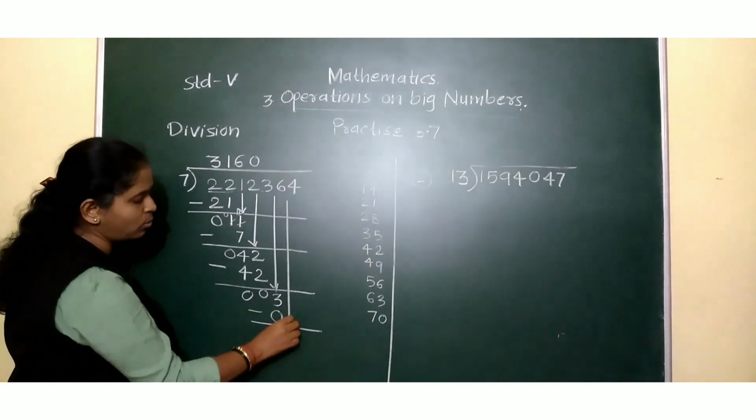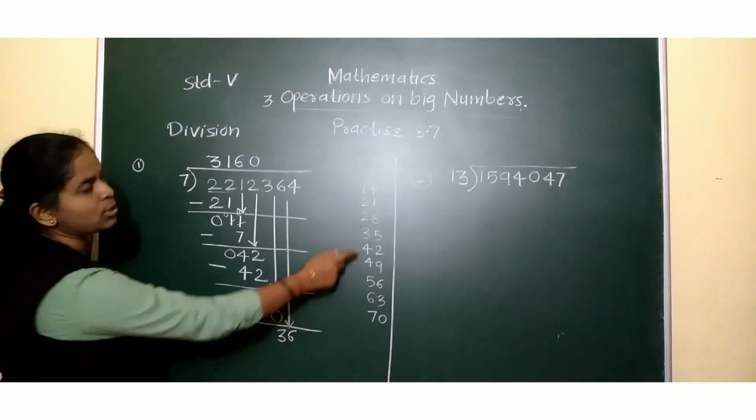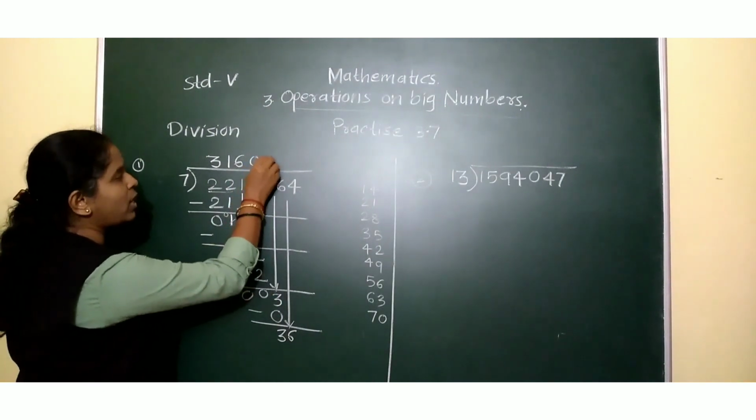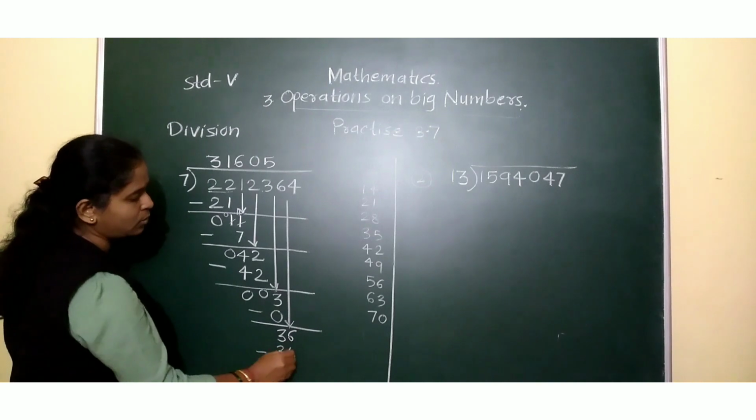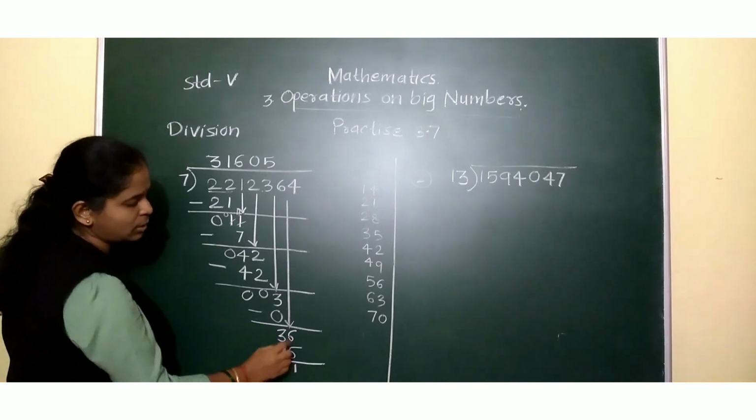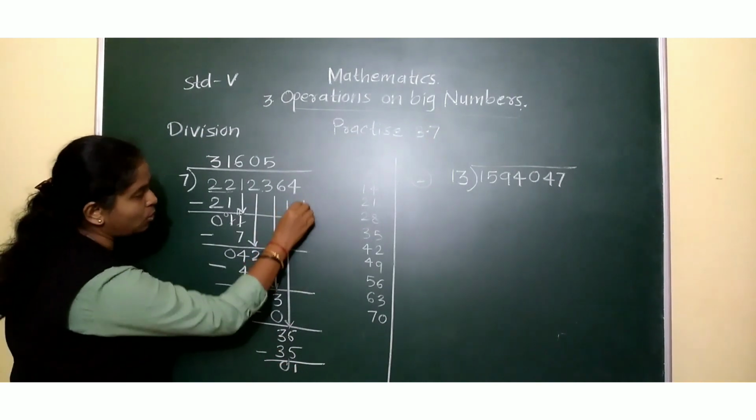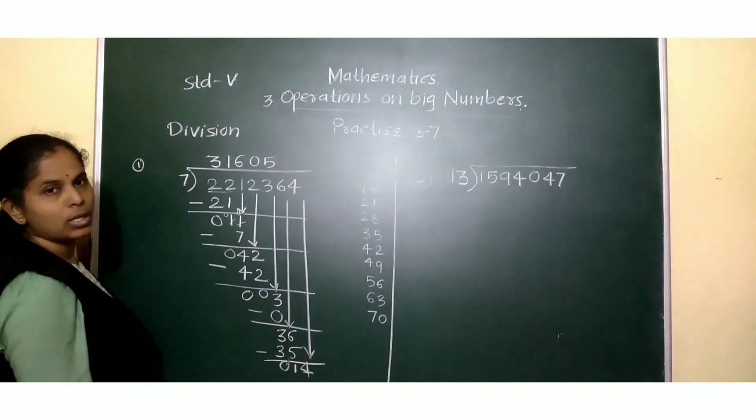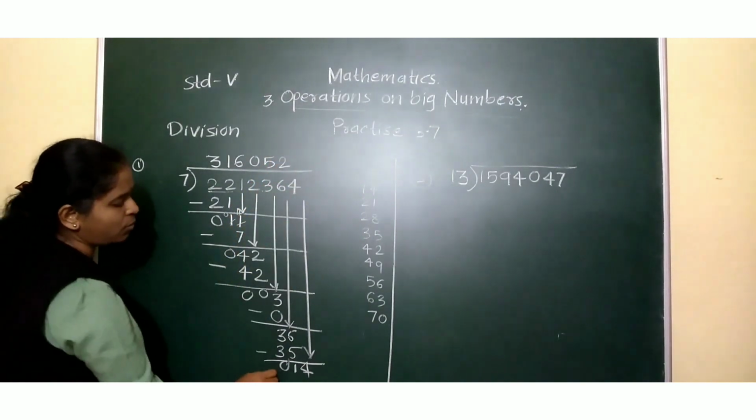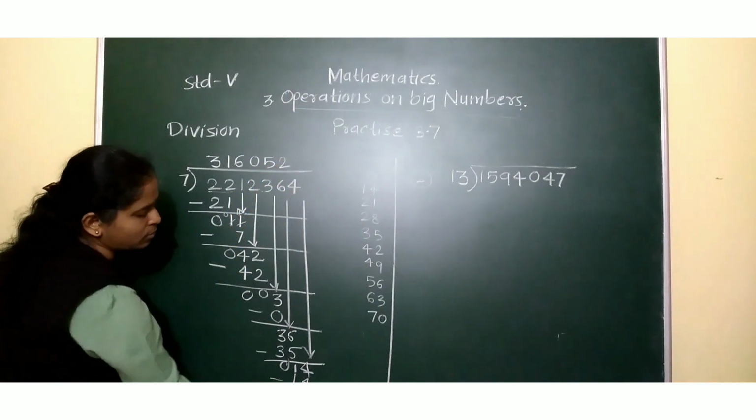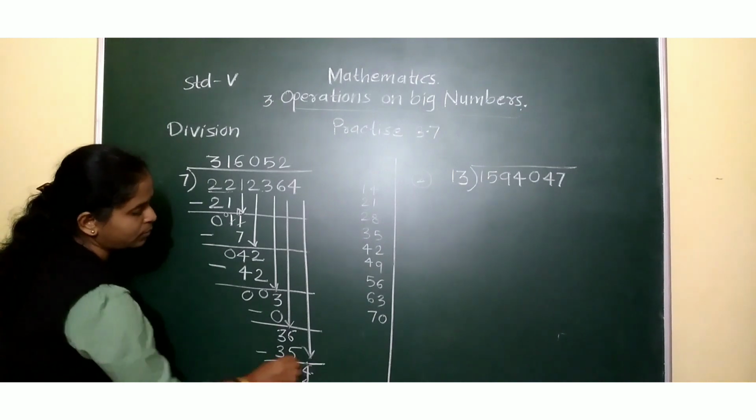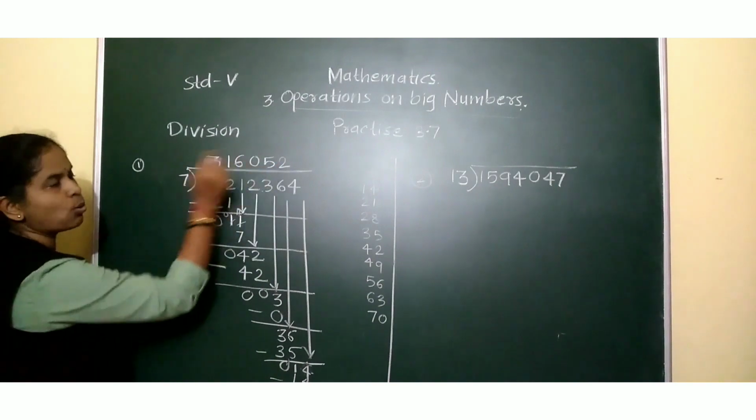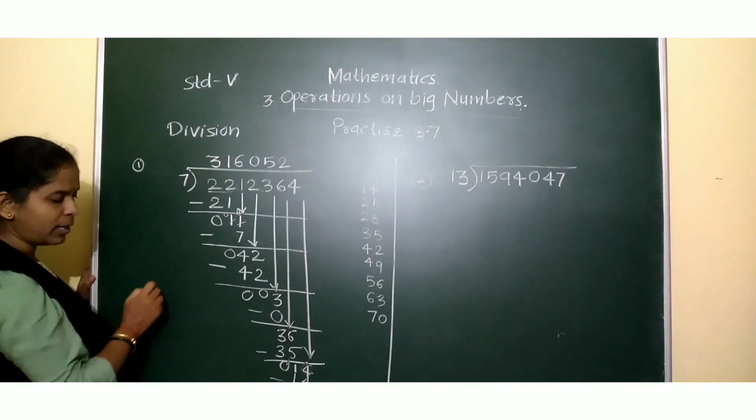Take this 6 down. Now which number is close to 36? 35. That is 7 5s are 35. Okay. 6 minus 5, 1. 3 minus 3, 0. And now take this 4 down. It will make 14. So 7 2s are 14. Followed? Understood? Now here see. This is called the quotient. This is called the remainder.